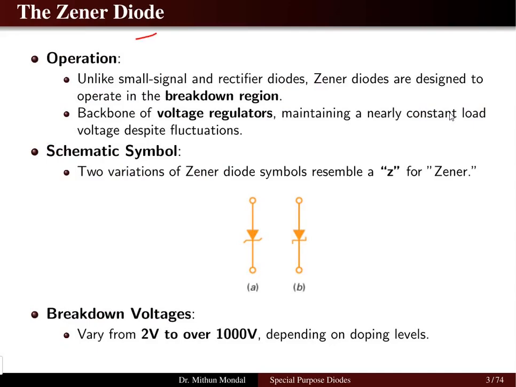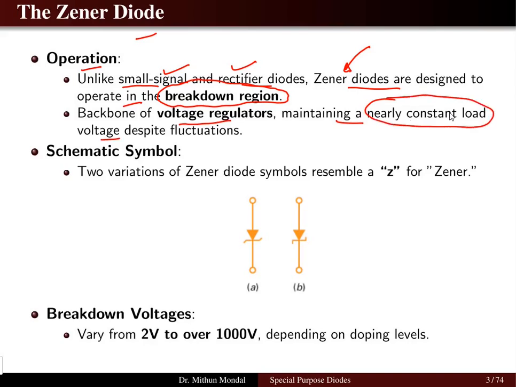So what are Zener diodes? If we talk about the operation, unlike the small signal and the rectifier diodes that we have covered, the Zener diodes are designed to operate in the breakdown region. So the region of interest for the Zener diodes is the breakdown region, and they are the backbone of voltage regulators, which maintain a nearly constant load voltage despite fluctuations. So whatever fluctuation we see at the input, the load voltage will remain the same. There is no change in the load voltage, and this is accomplished with the help of the Zener diodes.